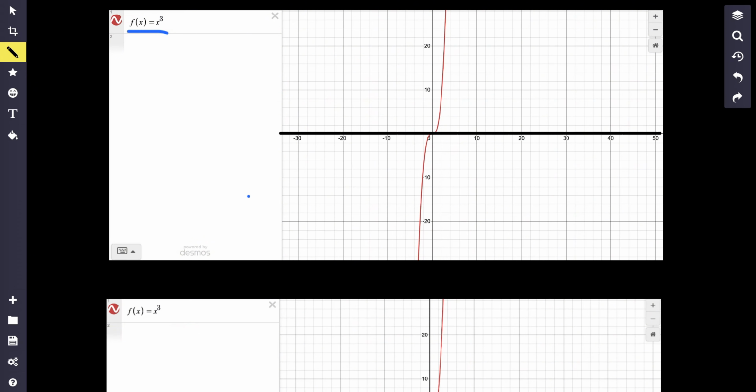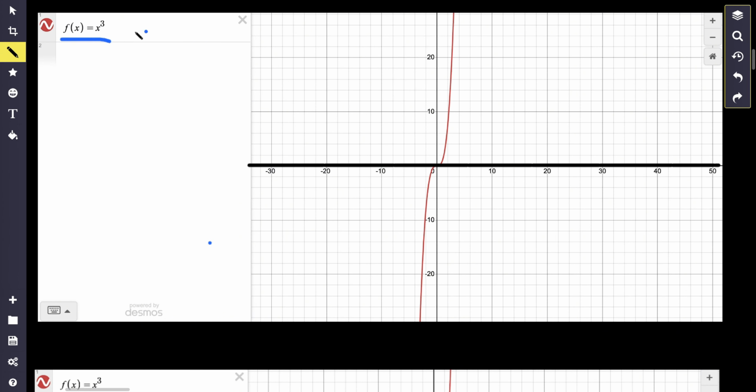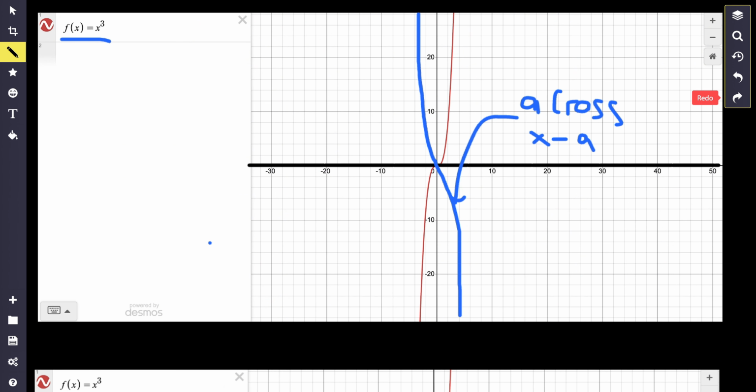Now here's something interesting about odd functions. I want you to take a look at this. Let's say we start off with the same odd function, f of x equals x to the third power, and we reflected it across the x-axis. Here's what it would look like. It would look something like this. This is across the x-axis.